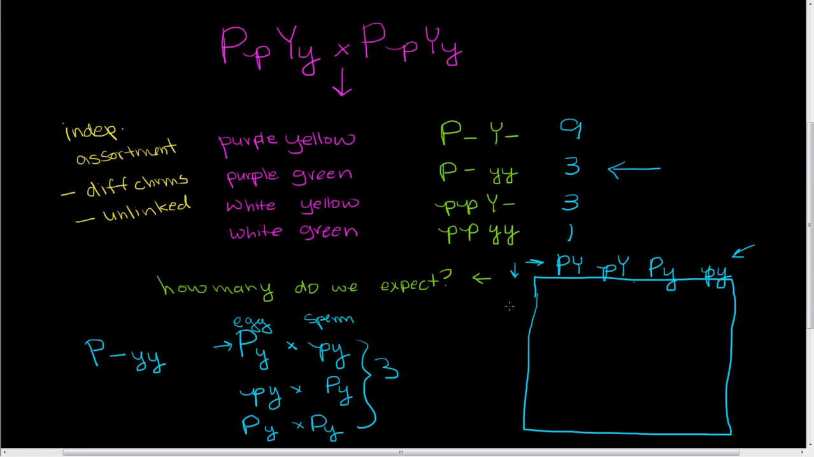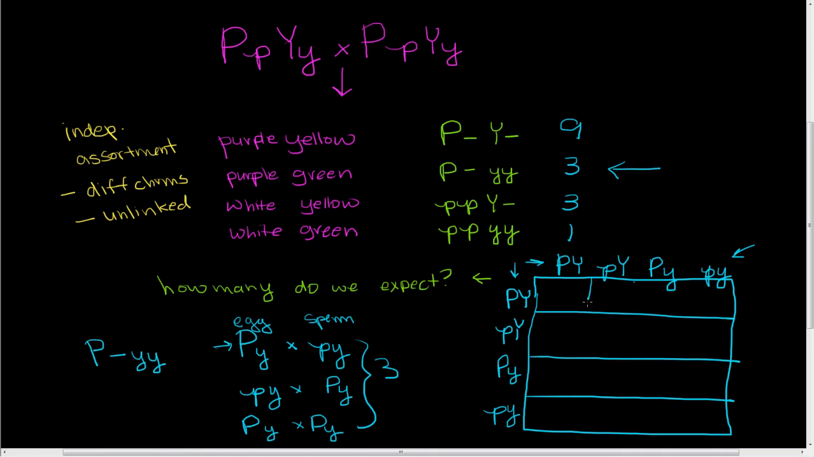Since this is a self-cross, the sperm are going to have the exact same genotypes as the eggs, so big P, big Y, little p, big Y, big P, little y, little p, little y. So we can see that there are four possible gamete types, so four possible types of sperm, four possible types of eggs, and if we just draw these boxes, I'm not going to fill these in.